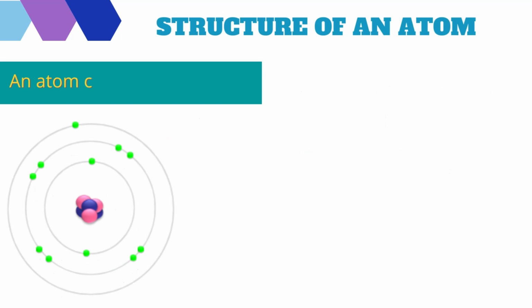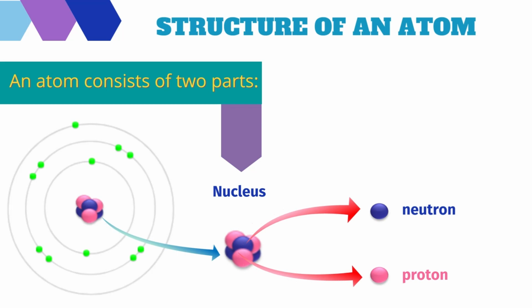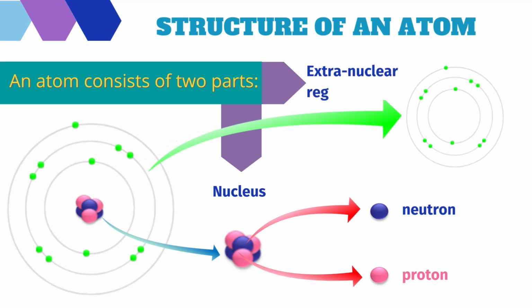As we have already described, an atom consists of two parts. One is the nucleus, which consists of two subatomic particles, protons and neutrons. Collectively, they are called nucleons. The other part of the atom is the extranuclear space, which we represent as shells where electrons revolve.